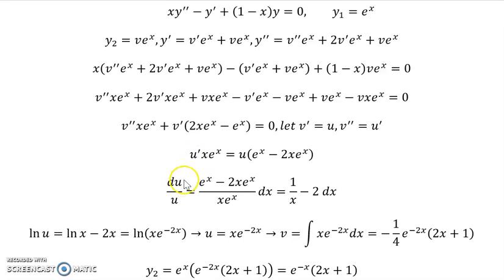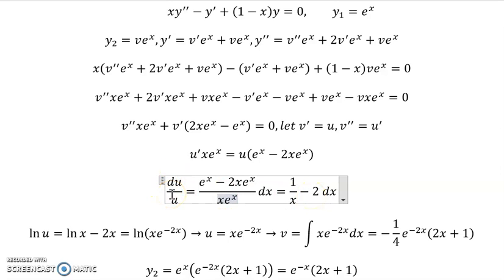And so we write u prime as du over dx, and the dx comes over here, and we divide by u to get that over here, and we divide by x e to the x in order to get that over here. And if we simplify this expression, e to the x divided by x e to the x is 1 over x, and in the 2x e to the x term, everything cancels except the 2.